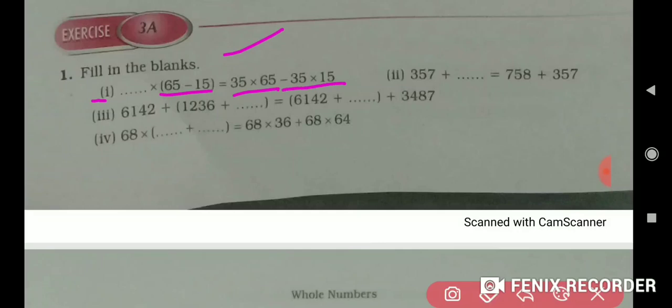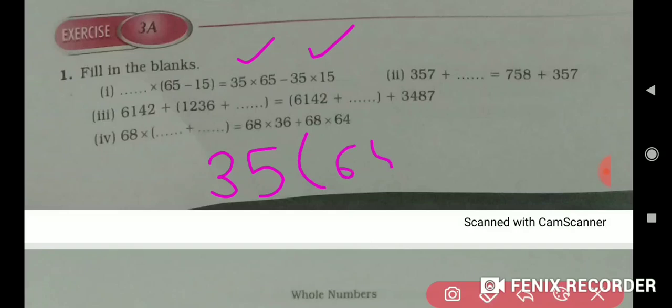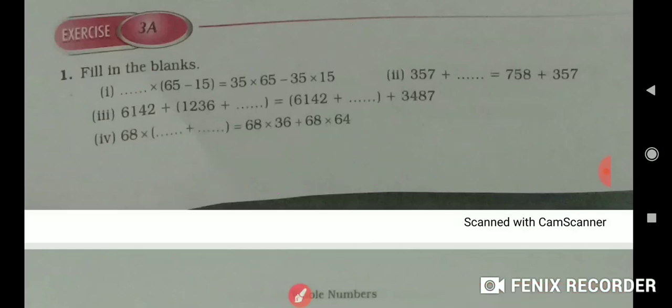Just see, here in the RHS, what is common? 35 is common. Yes. And just see here in the left hand side, 65 is there, 15 is there. That means how they have done? They have taken from this 35 as the common, and what is left here? 65 minus what is left here? 15. So what will come here? 35. Okay. Now next question, 357 plus dash equals 758 plus 357.